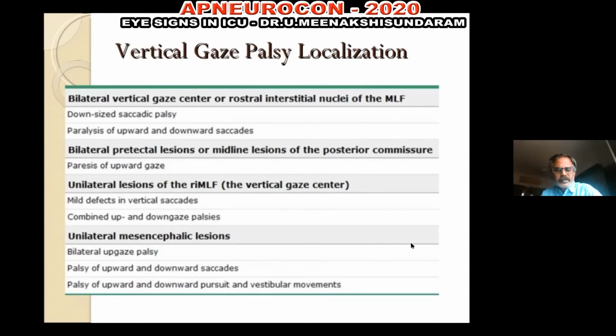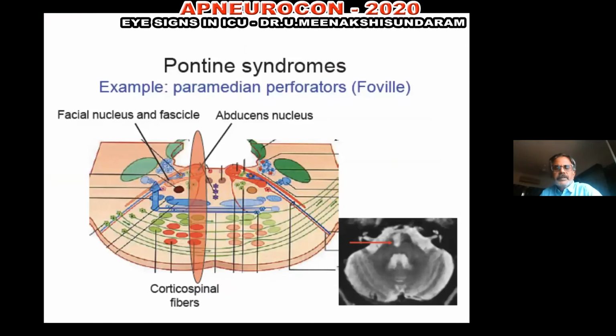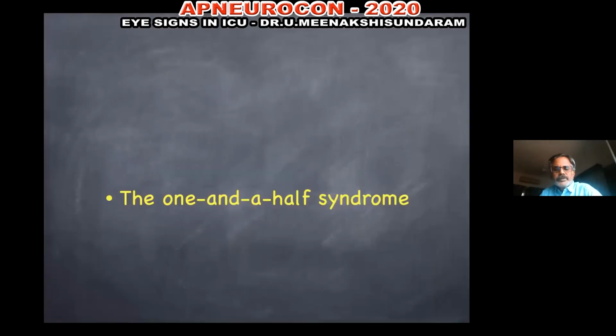While unilateral mesencephalic lesions can cause bilateral upgaze palsy, palsy of upward and downward saccades, and there will also be impairment of pursuit and vestibular movement. That is when we start thinking about mesencephalic lesions. I'm not going to go through this because it's known.